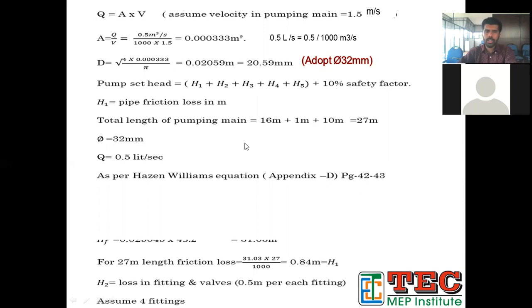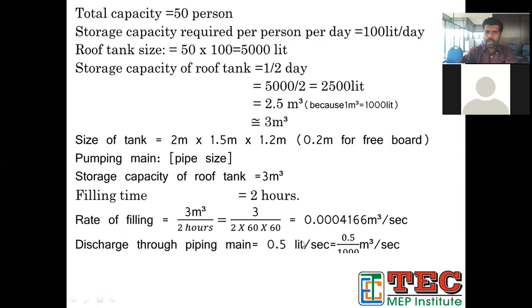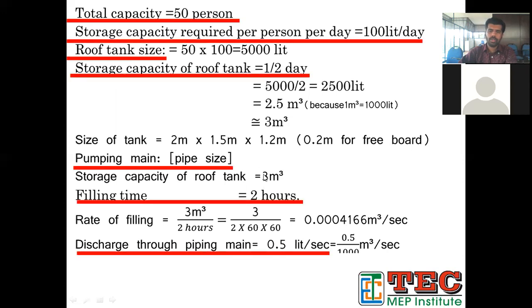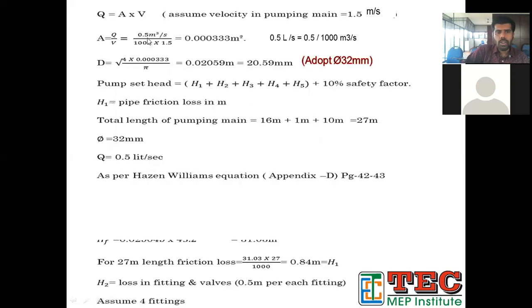It is how much? 0.5 by 1000 meter cube per second, or we can write 0.0005 meter cube per second. Divided by velocity, how much? 1.5. So 0.5 divided by 1000 into 1.5 equal to 0.000333 meter square. So that is the area.